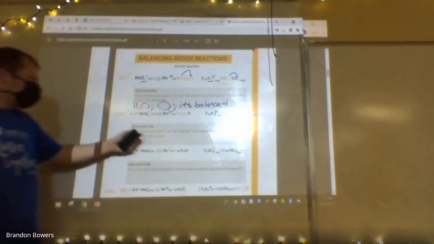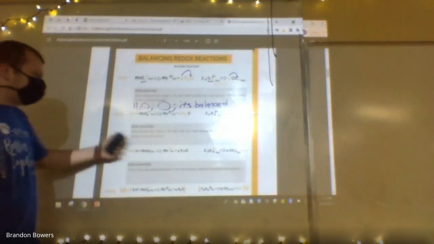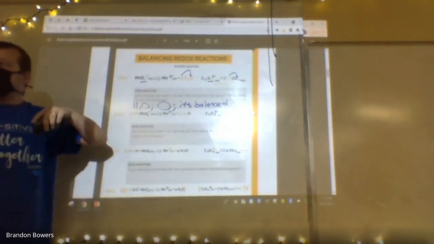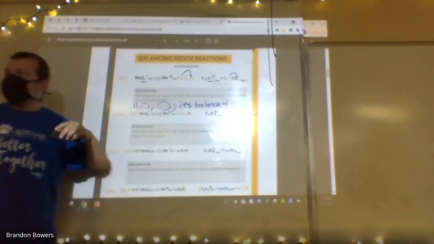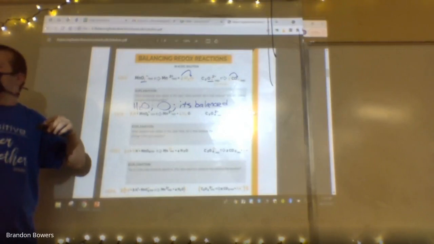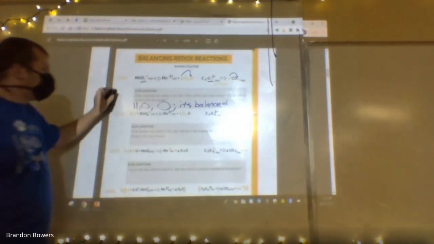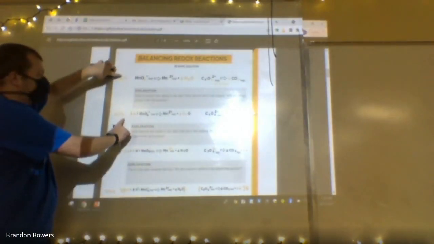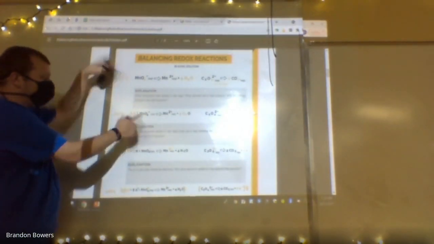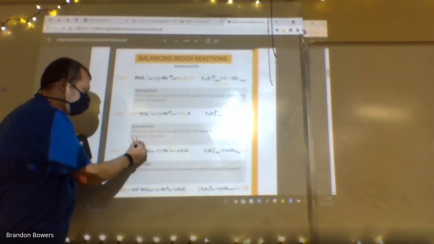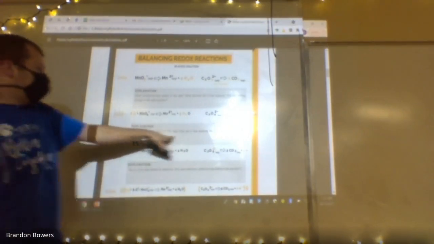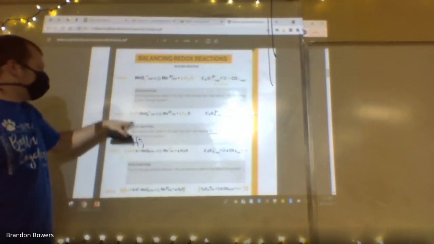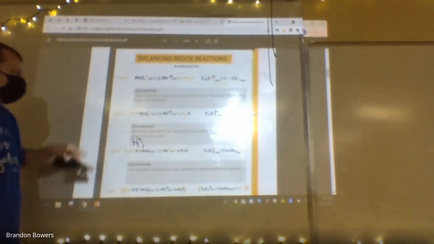Okay. Next question. What element was added in this step? Let's walk through this. Do you notice a difference here? Hydrogen. That's my answer. Very good. H plus specifically. Let's see. How did it balance this equation?